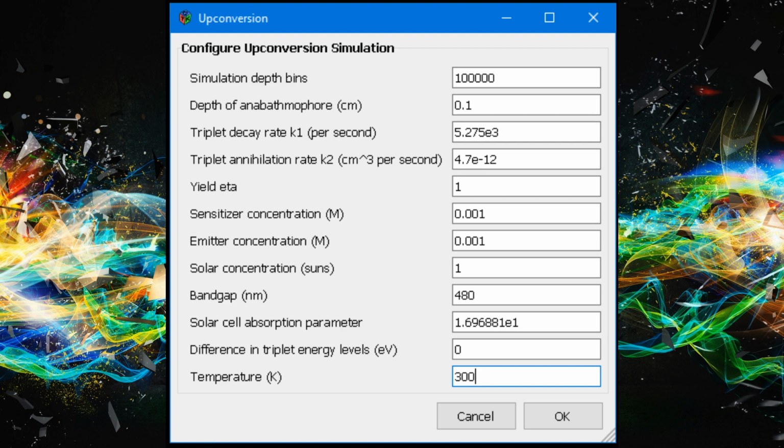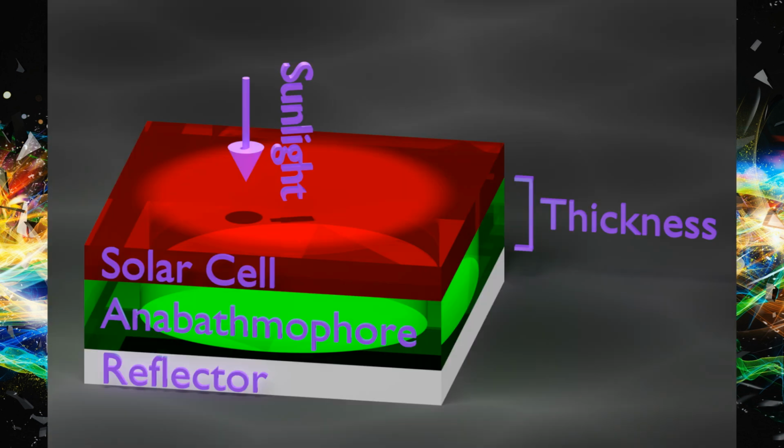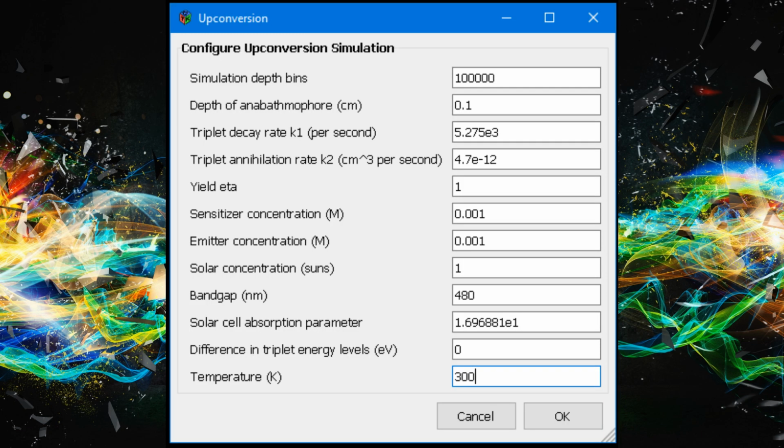The next parameter is the band gap of your solar cell. This band gap determines which light is captured by the solar cell and which light passes through the solar cell and reaches your sensitizer, like you want it to. The band gap has units of nanometers.